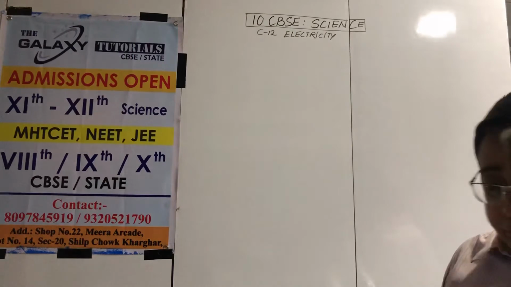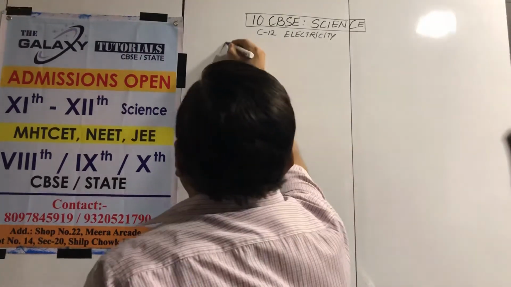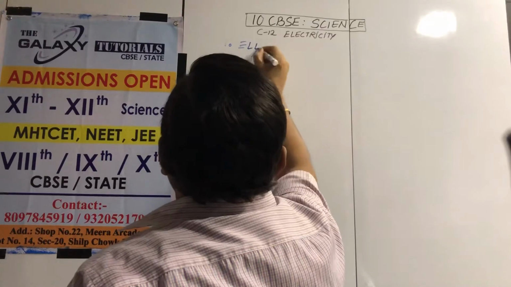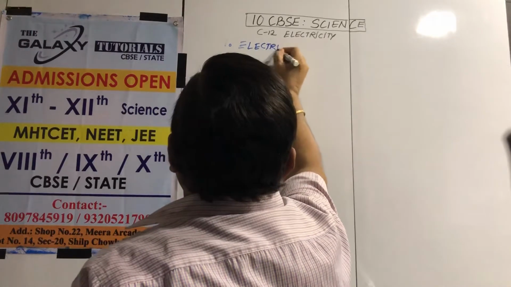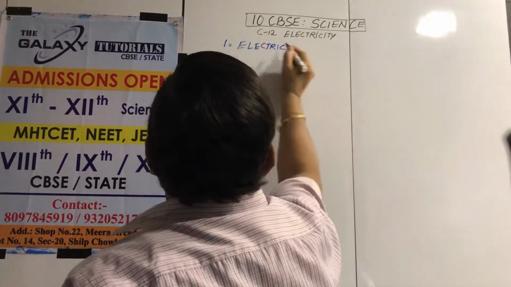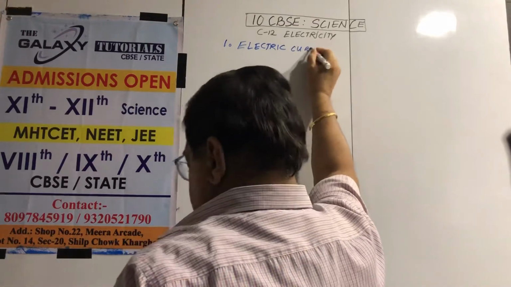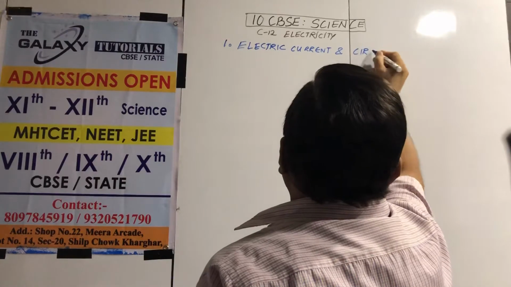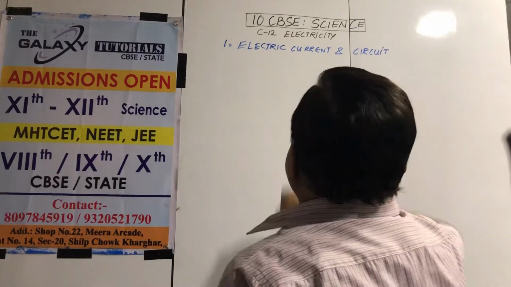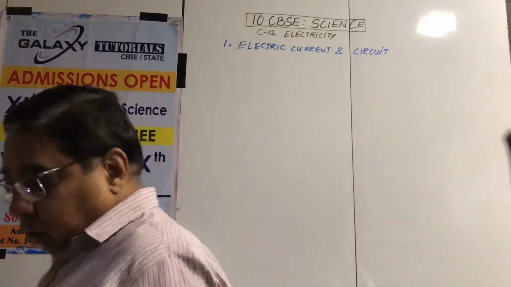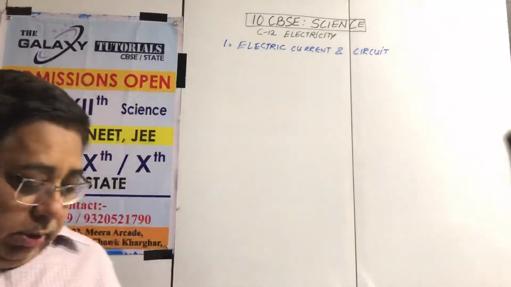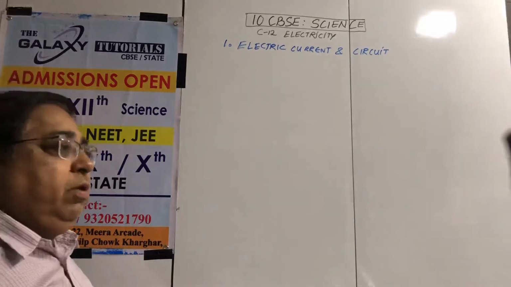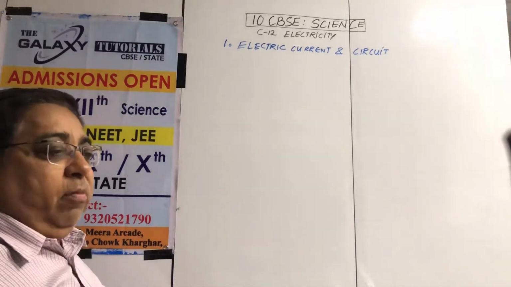So, the first topic in our book is electric current and circuit. This is our first unit. What does this say? It is very clear. It says that in everyday life we are using some form of electricity.